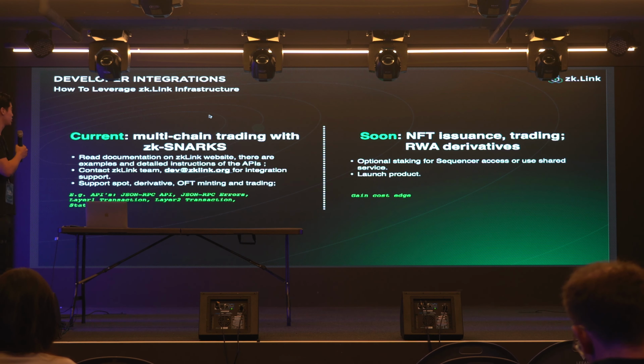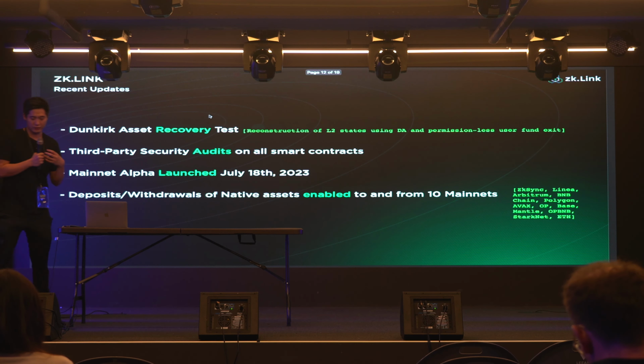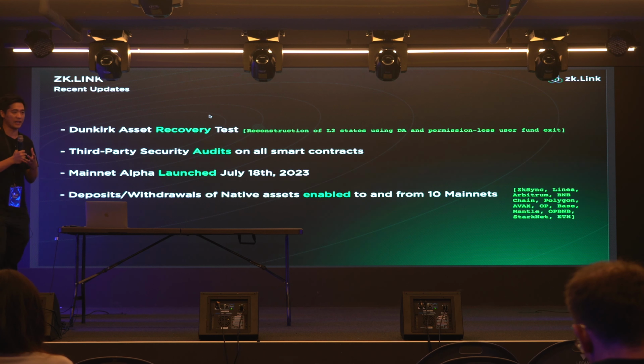For developer integrations, right now we're supporting trading use cases, including spot, derivatives, and OFT, omnichain fungible token. Naturally, this is because we are building on top of multiple rollups and chains, so you can issue a token which is a native OFT. Also very soon, in Q4 this year, we'll have NFT issuance and trading and RWA derivatives to cover more use cases. We have very detailed documentation on our website for developers to learn how to use the high-level APIs.